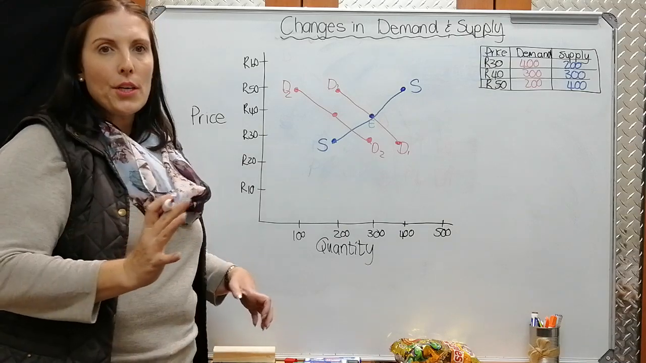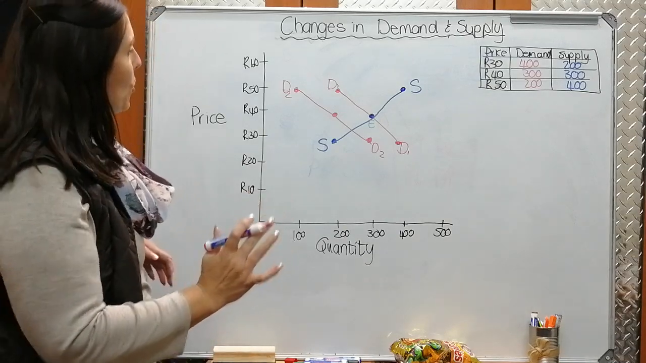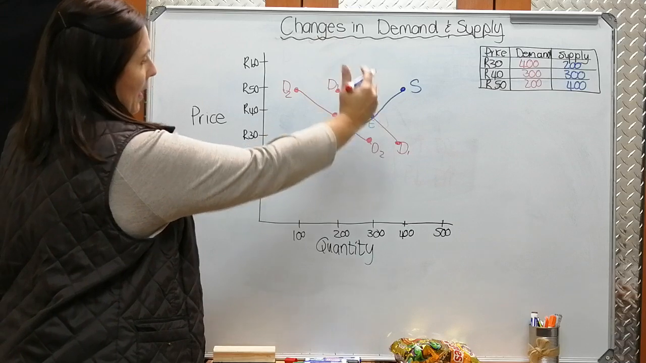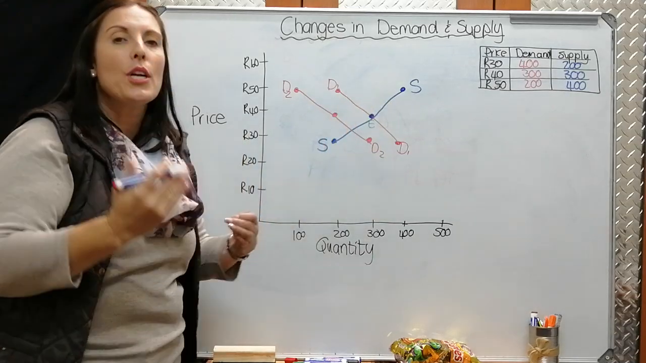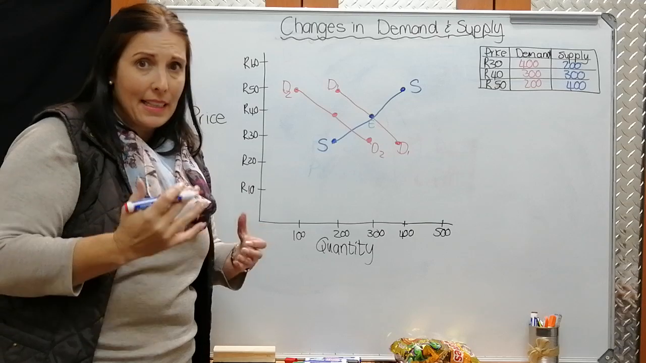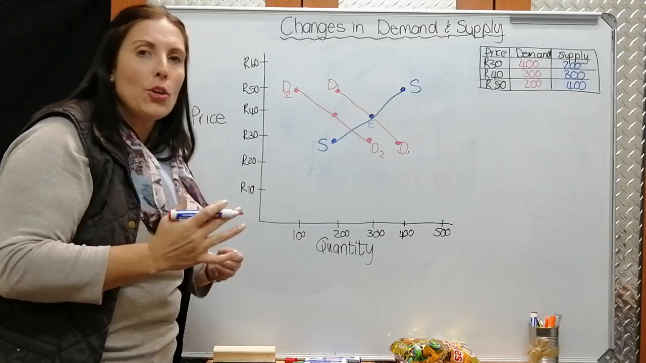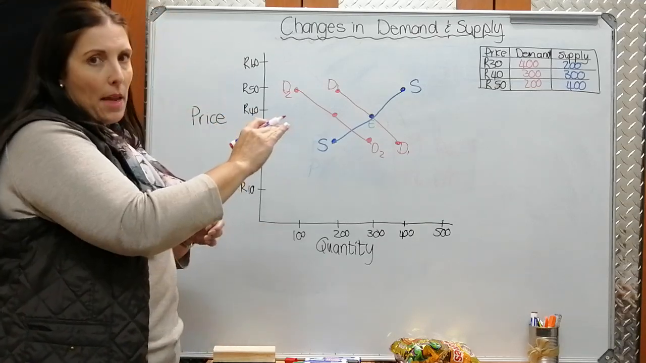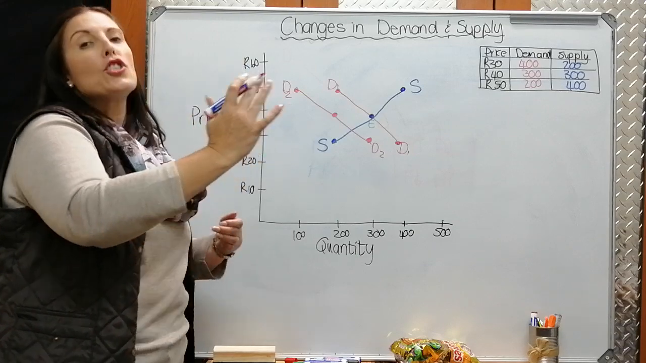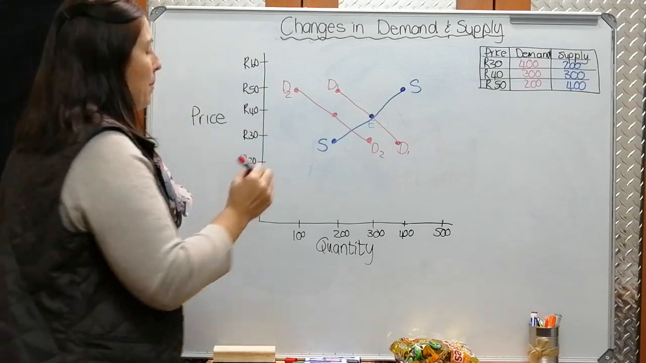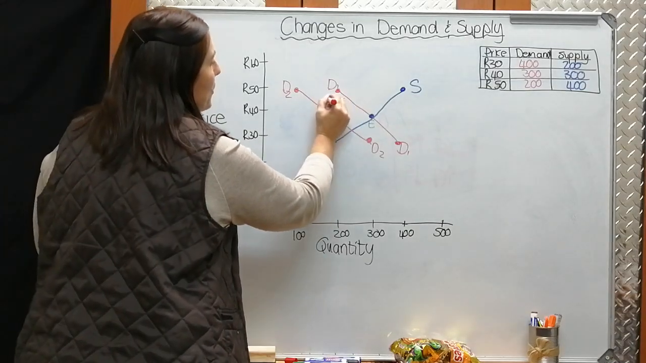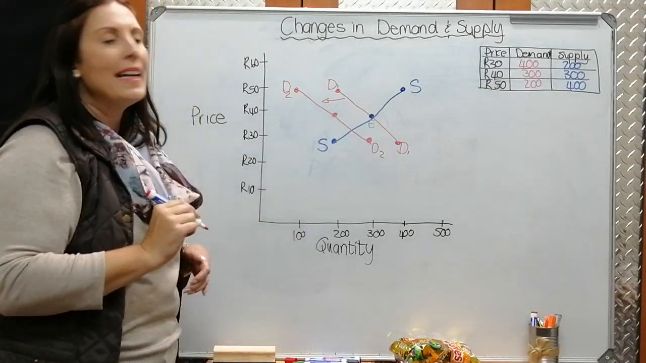The demand curve has now moved from D1, demand 1, to the left. The demand for the carrot cake has decreased. The prices stayed the same, but now there's a smaller demand for the carrot cake at a specific price. So the demand curve shifted to the left.